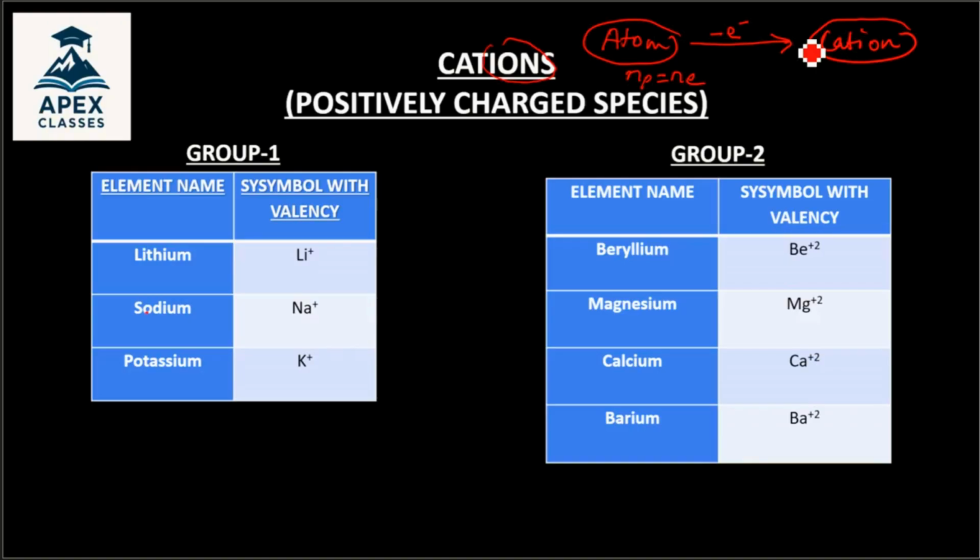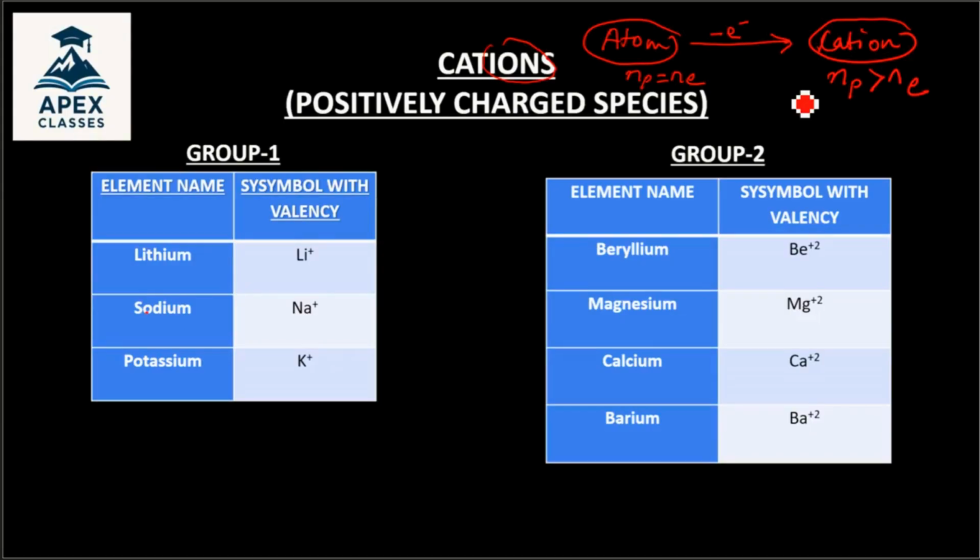In a cation the number of protons is definitely more than the number of electrons. If protons are not greater than electrons, then how can it acquire a positive charge, right? So keep this in mind. An ion which is positively charged and in which the number of protons is greater than the number of electrons will be considered a cation.